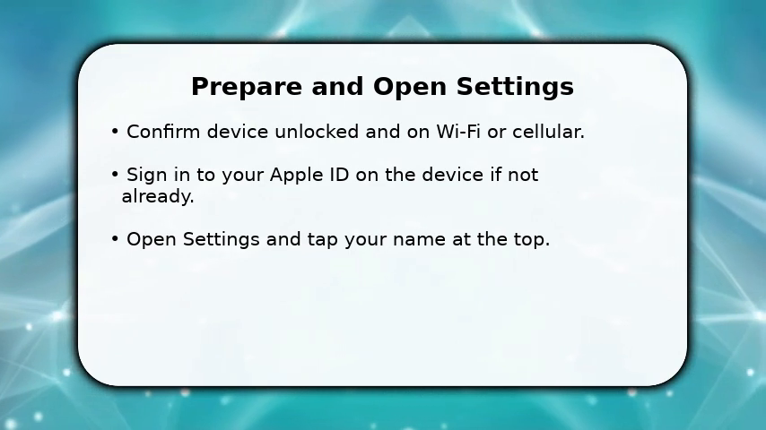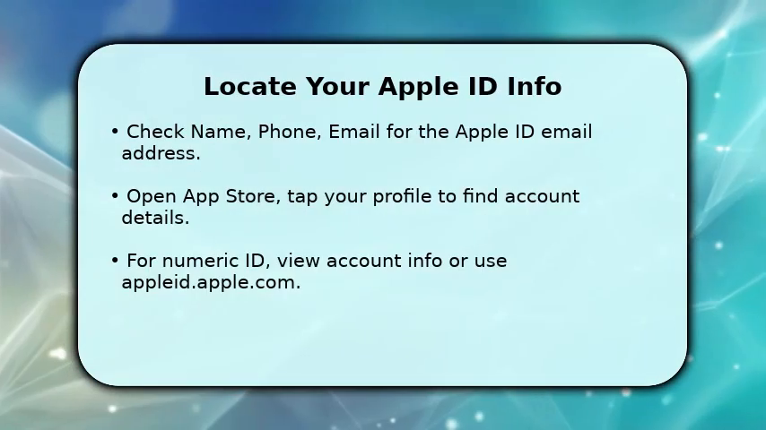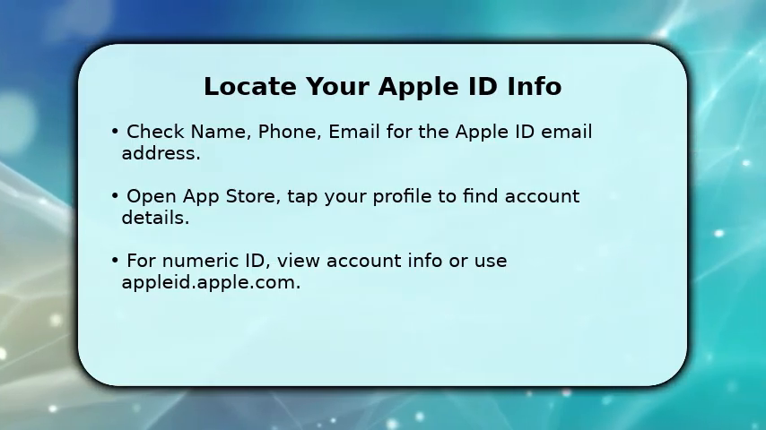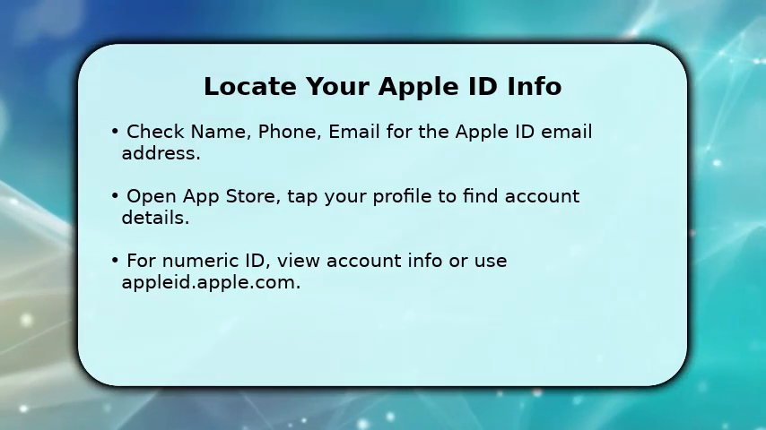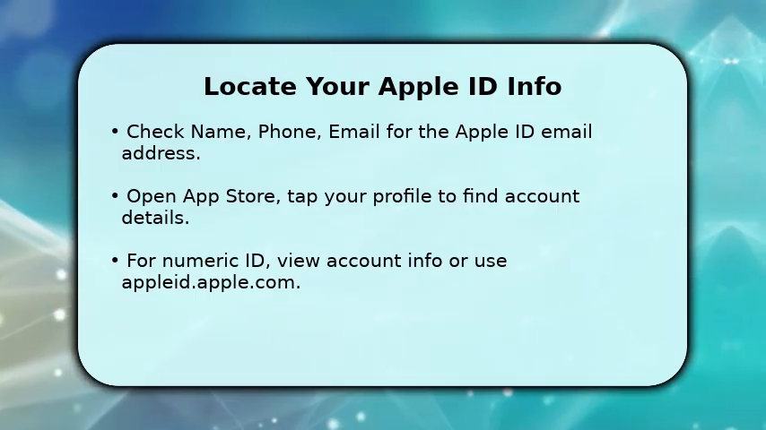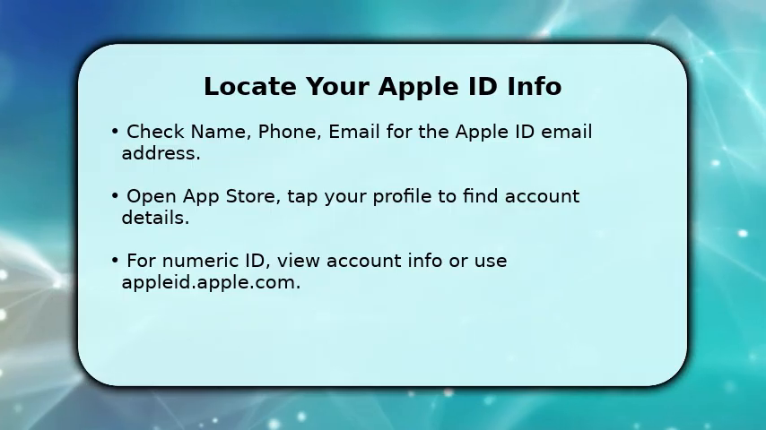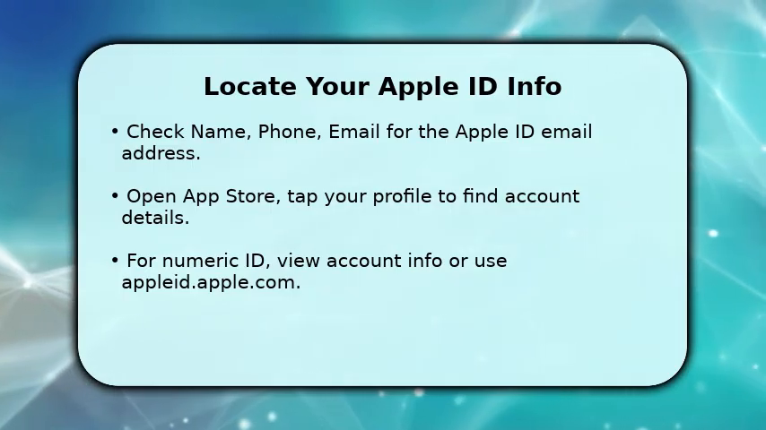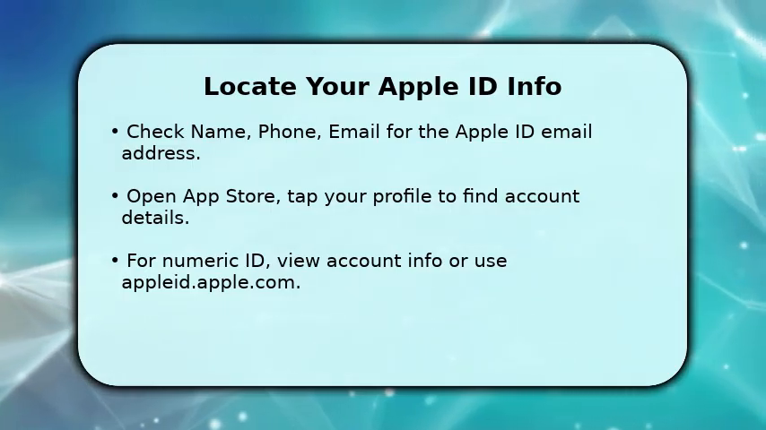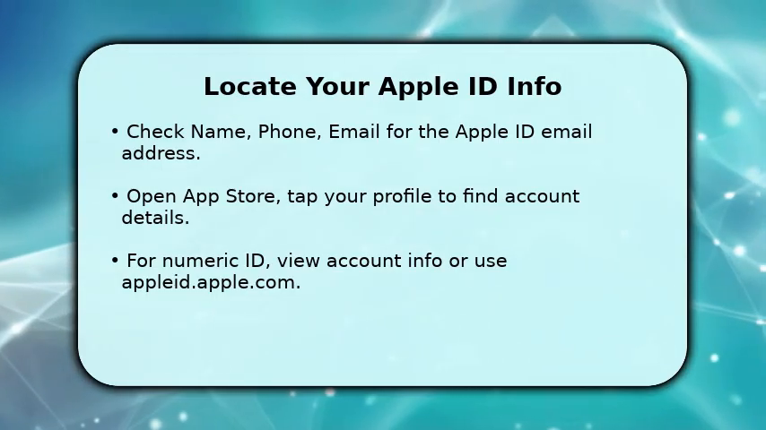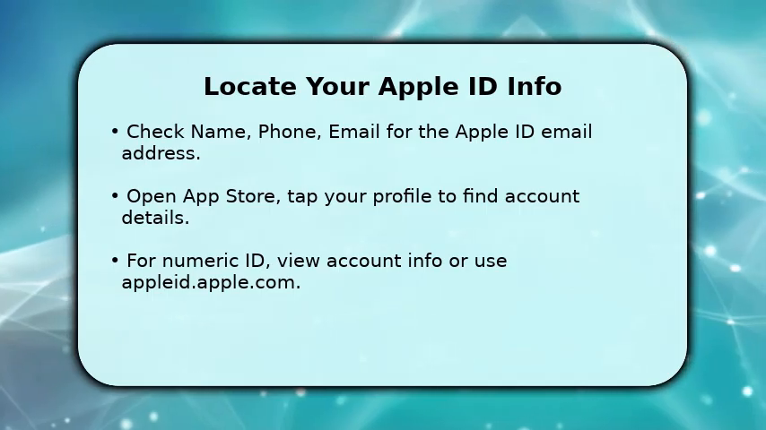Tap Name, Phone, Email to see the email that serves as your Apple ID. If you need a numeric Apple ID used by some services, open the App Store, tap your profile, then tap your name to view account settings where an ID number may appear. Alternatively, make sure to sign into appleid.apple.com with the same email to reveal more identifiers. These steps explain why email versus numeric ID appear in different places.